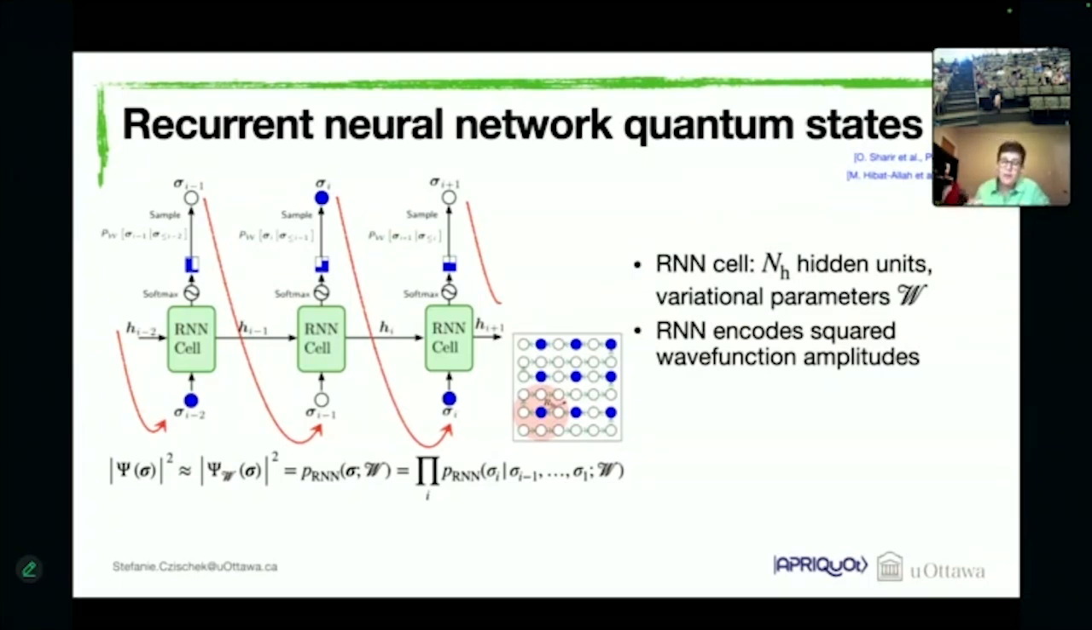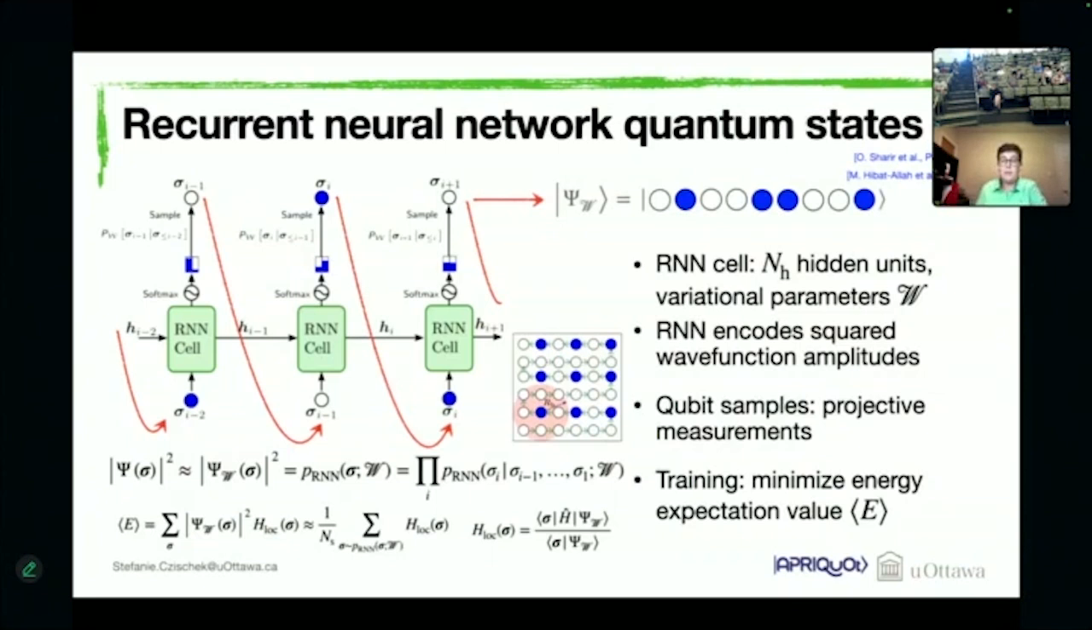And now if you want to find ground state representations using our recurrent neural network ansatz, then we can do this by tuning our parameters such that the energy expectation value is minimized, because this is just the definition of the ground state. So how do we get any information about the energy?